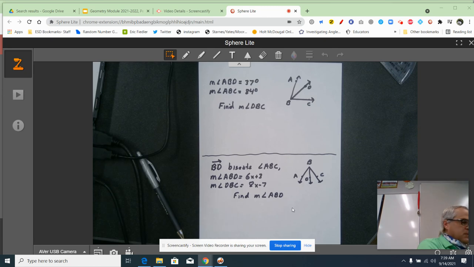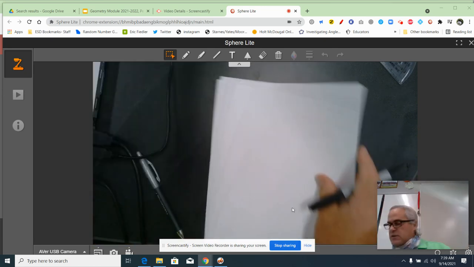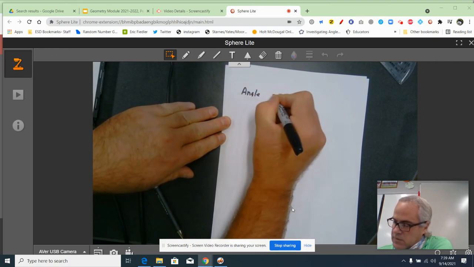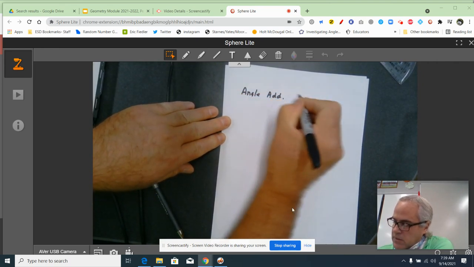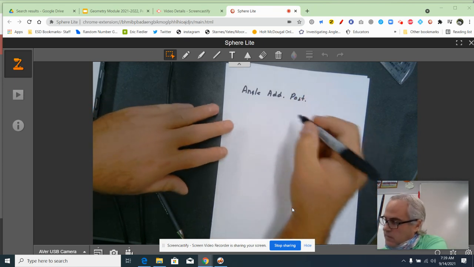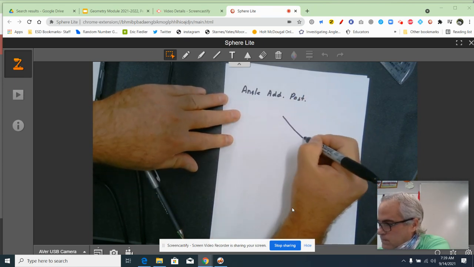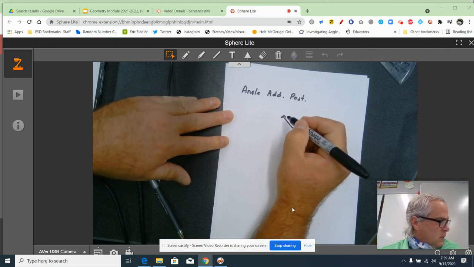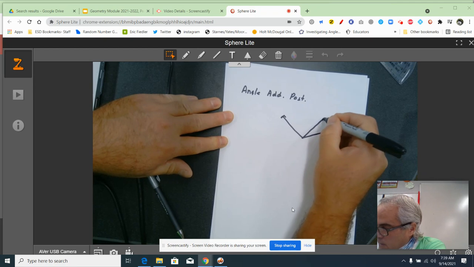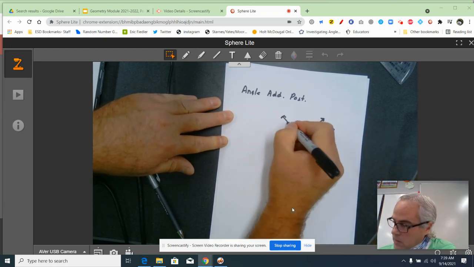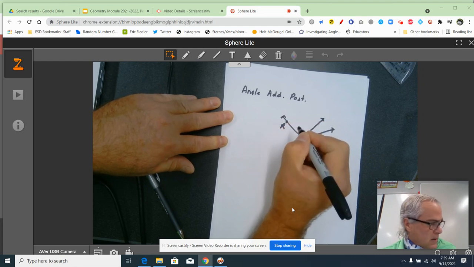I'm trying to get another piece of paper here. And the angle addition postulate says this. Angle addition postulate, I'm going to abbreviate. If you had an angle that looks like this, I'm just drawing it freehand without a ruler. And let's say that this angle right here is Q. And let's say this angle is R and S and P.